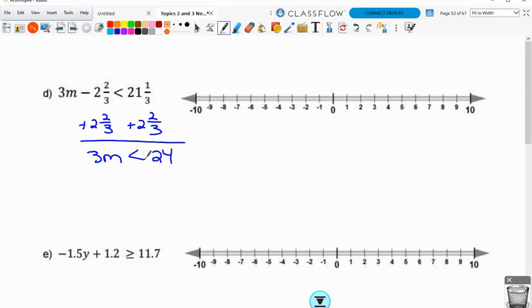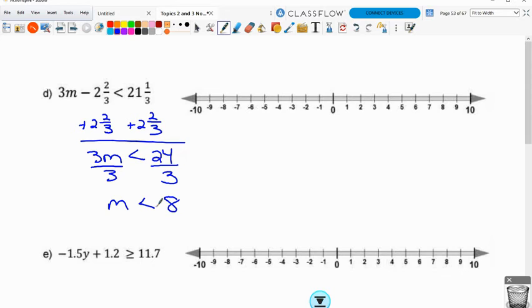All right, so now this doesn't look bad at all. Let's get the value of m. Right now it's being multiplied by 3. That means we're going to have to divide by 3 on both sides. And so on the left, 3m divided by 3 is our 1m. 24 divided by 3 on the right is 8. And we divided by a positive number, which will preserve the symbols. So we have m is less than 8.